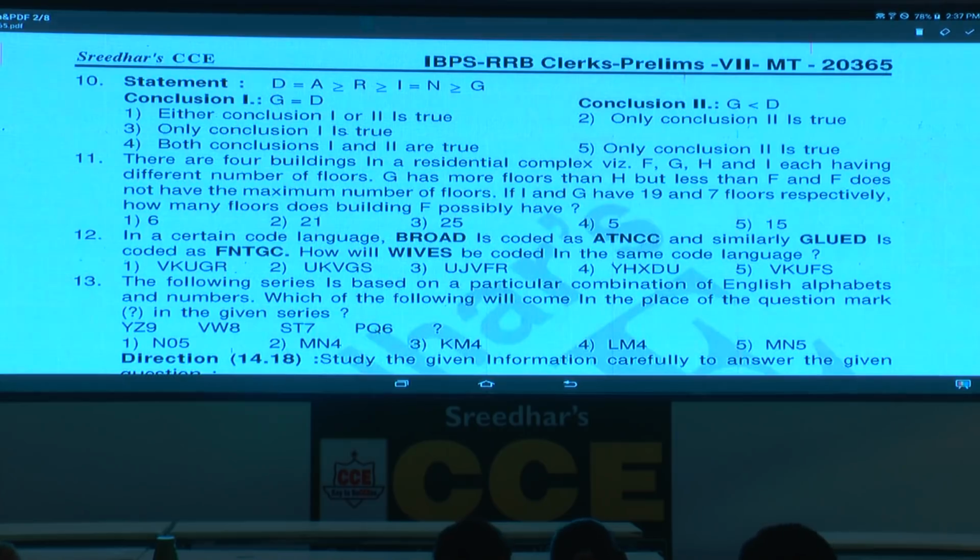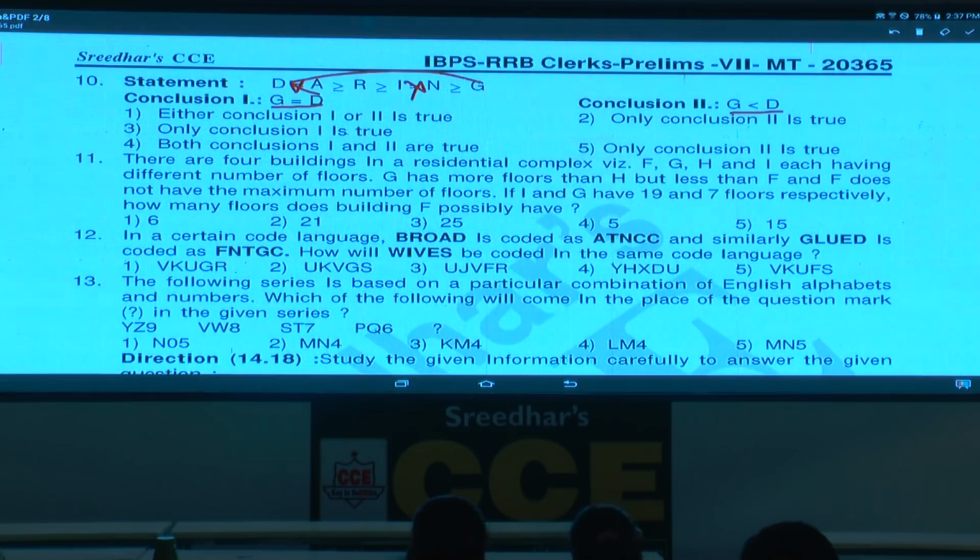Now in question number 10, consider the relation between G and D. Both the conclusions are between G and D only, isn't it? Now D is here and G is here. Between D and G, what are the symbols which are common here? Forget about the equals to and this one.